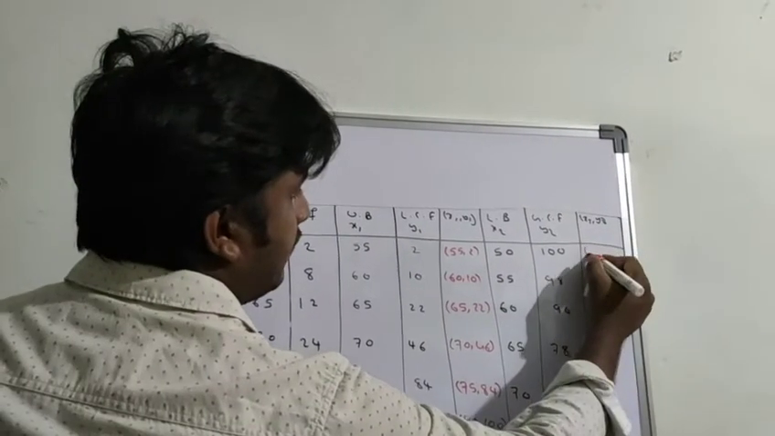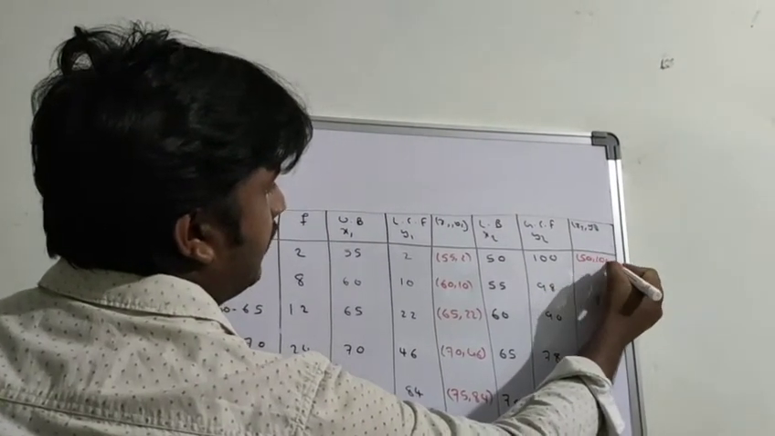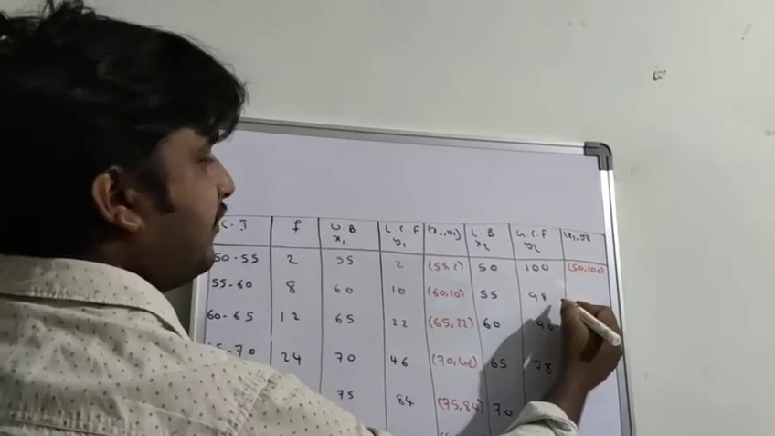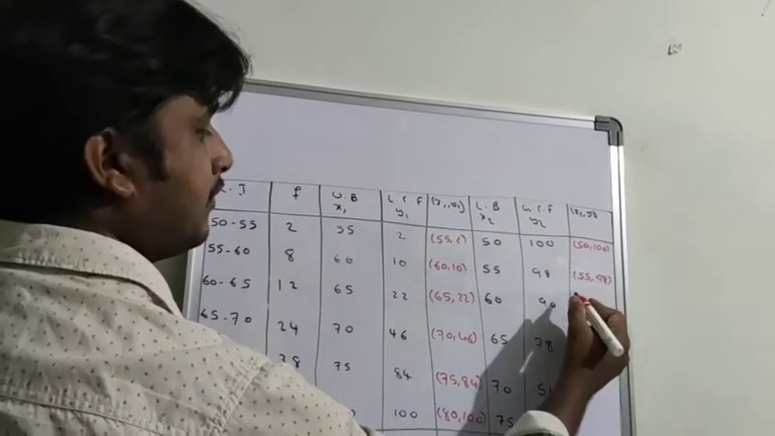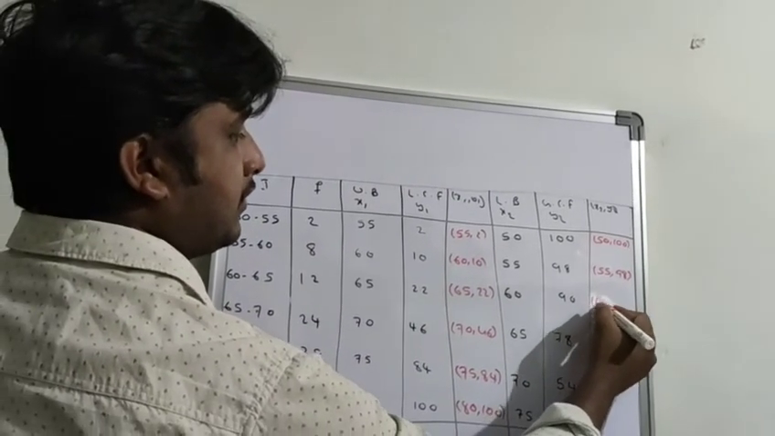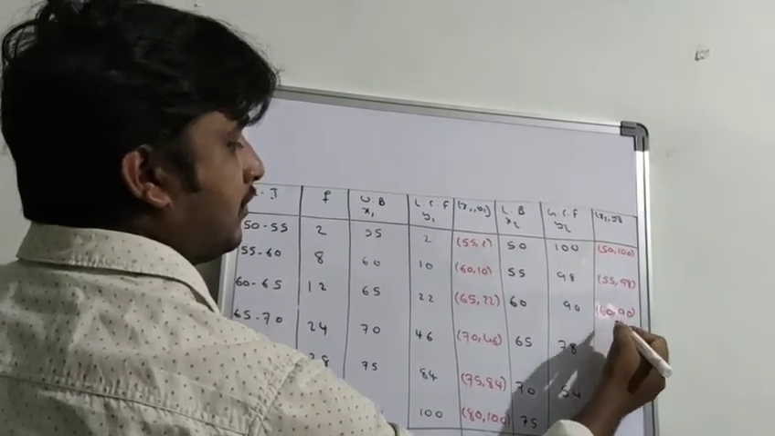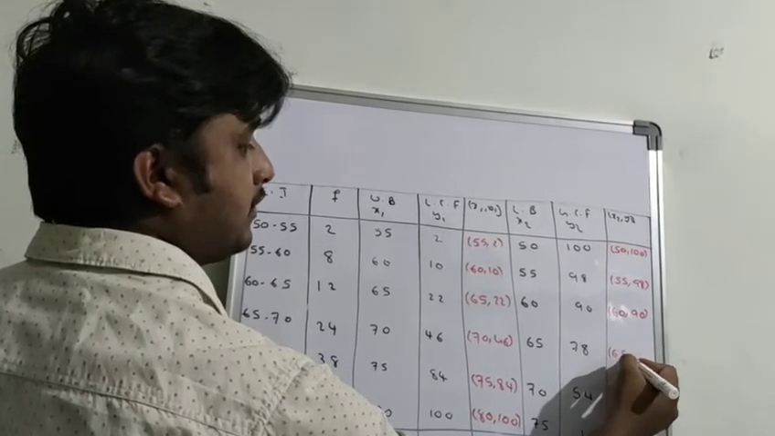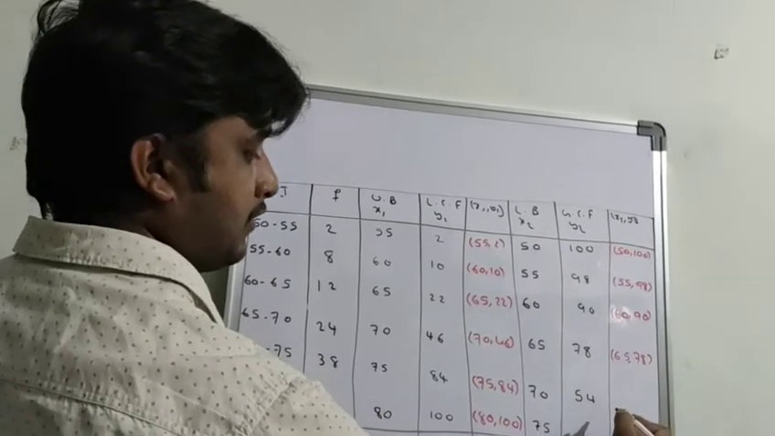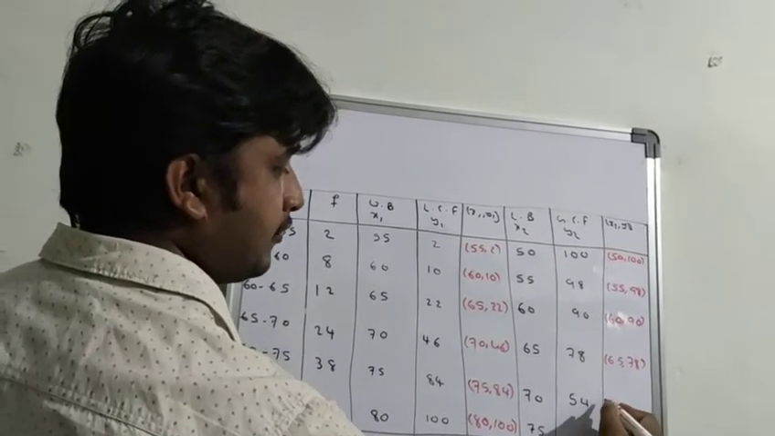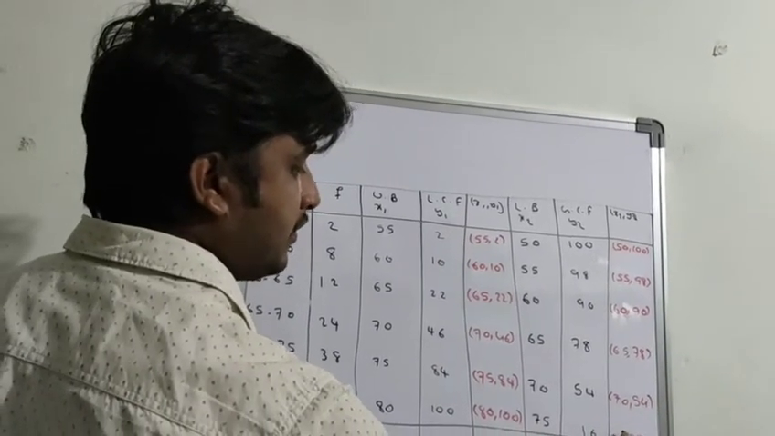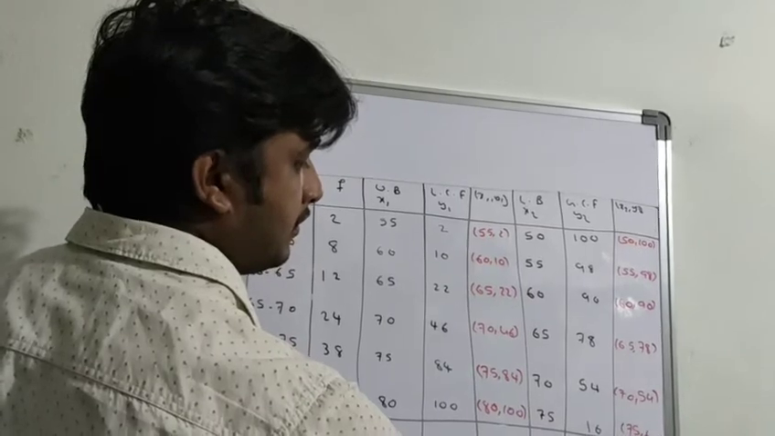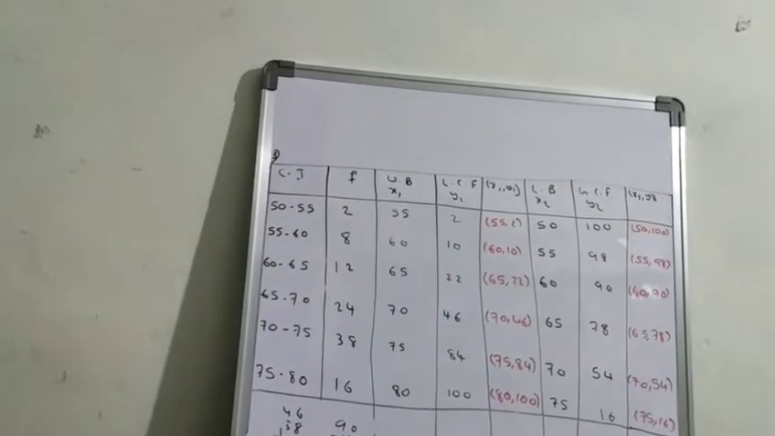50 comma 100. Next to 55 comma 98. Next to 60 comma 90. 65 comma 78. Next to 70 comma 54. It is 75 comma 16. So one more time, it's a lengthy table.